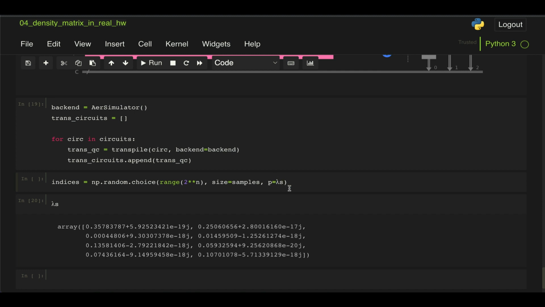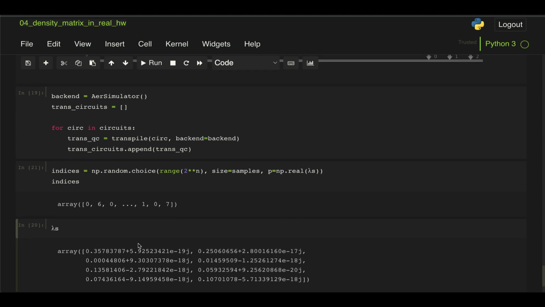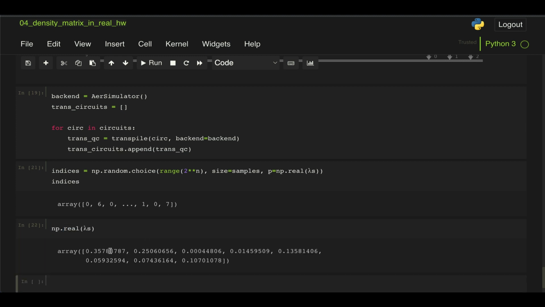So all I'm going to do here is just make sure that I'm only taking the real part of those lambdas, so this doesn't throw an error. All right, and if I print this, we're just going to get a list of indices from 0 through 7, where each of those has been sampled with the probabilities given by this lambda array. So the probability of sampling circuit 0 is 0.35. The probability of sampling the second circuit is 0.0004, and so on.